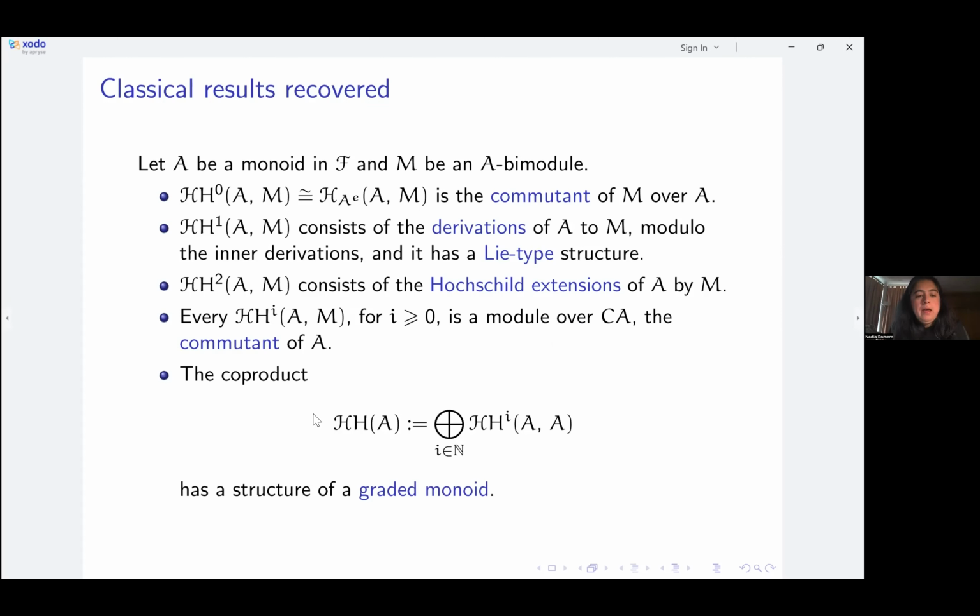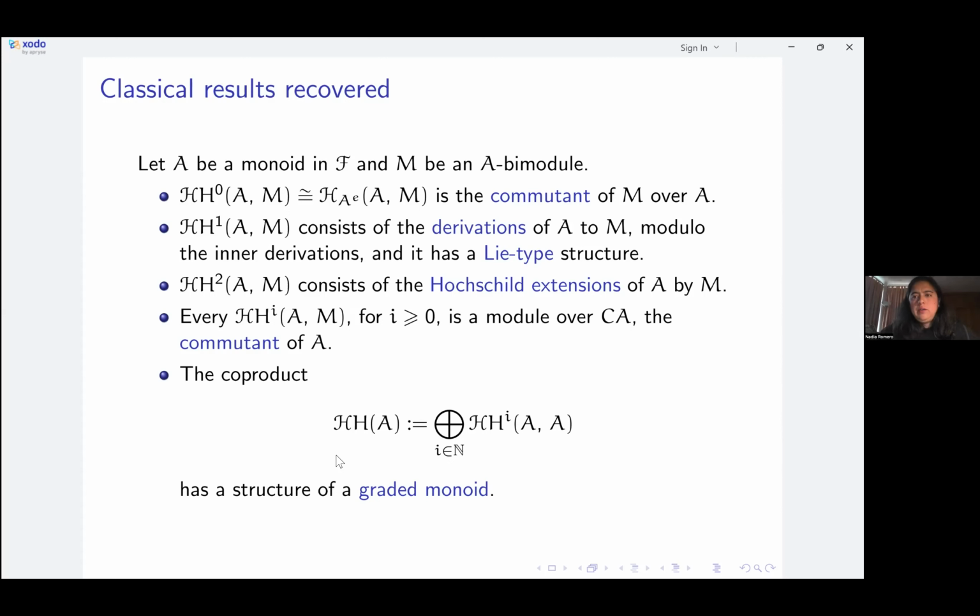And finally, if we consider this coproduct, so we're taking these functors on A, and we're taking the coproduct. This is an object, again, in F. F is a category with products. So this guy, again, has the structure of a graded monoid, just as in the classical case. The classical case, of course, is a graded ring. So in this case, it's a graded one.